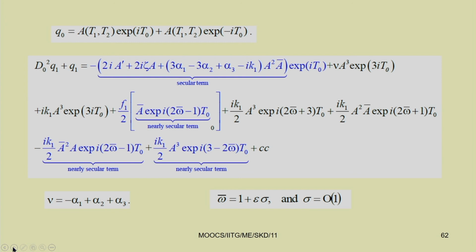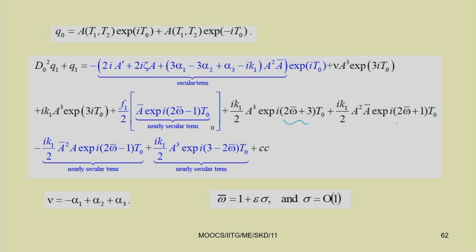So, now you can write this D0 squared q1 plus q1 equal to minus 2i a dash plus 2i zeta a plus 3 alpha 1 minus alpha 3 alpha 2 plus alpha 3 minus i k1 into a squared a bar e to the power i t0 plus nu into a cubed e to the power 3i t0 plus i k1 a cubed e to the power 3i t0 plus f1 by 2 a bar e to the power i (2 omega bar minus 1) t0 with this higher order.